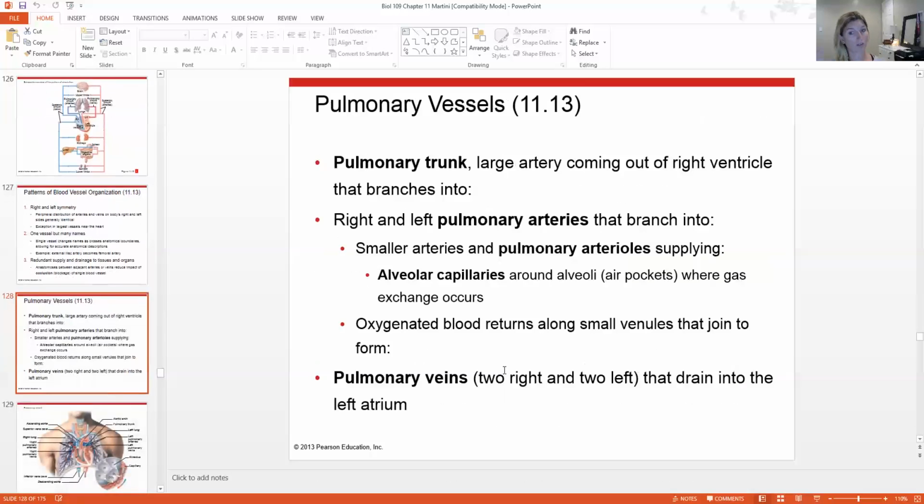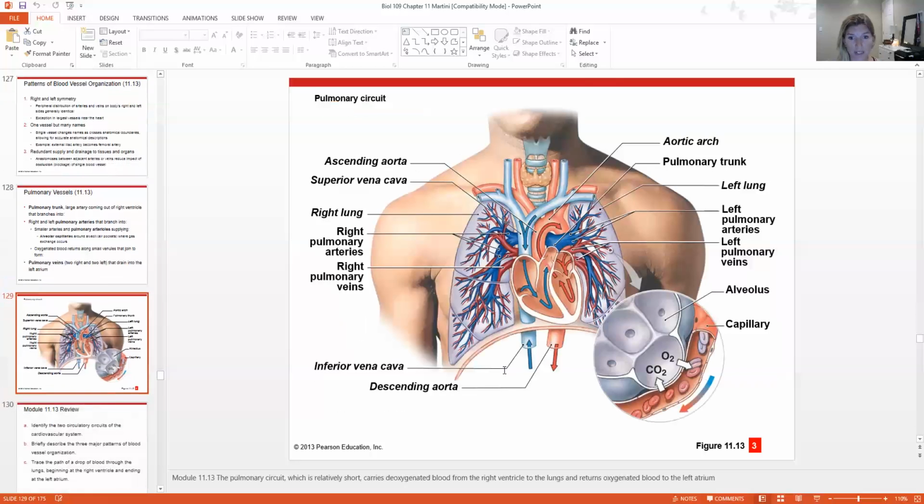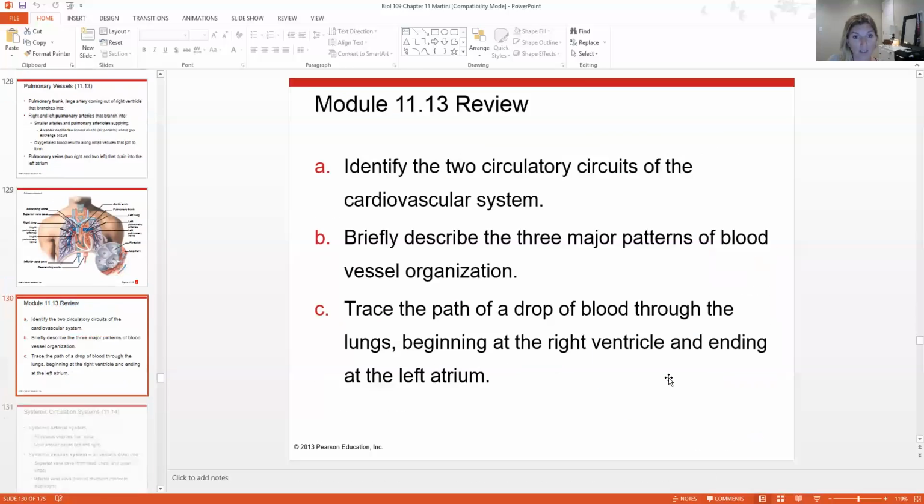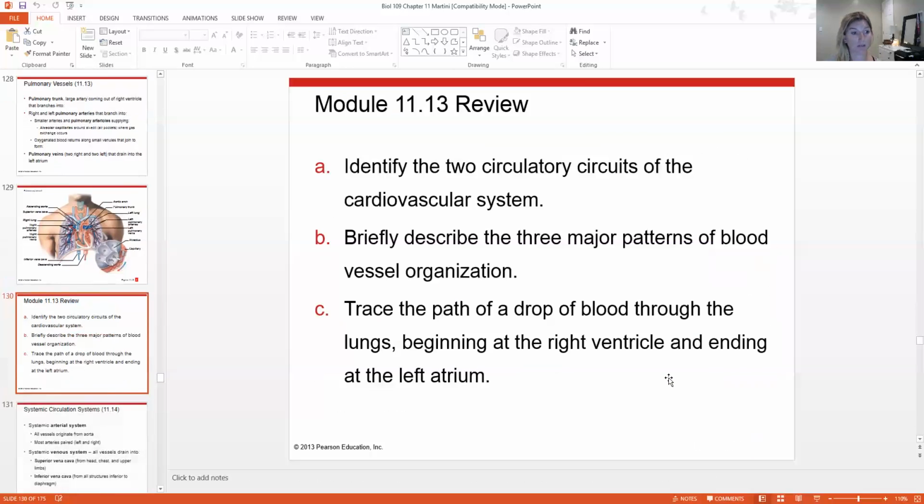The pulmonary trunk is the large artery that comes out of the right ventricle, branches into the right and left pulmonary arteries, and the right and left pulmonary arteries branch into the pulmonary arterioles, which then go into the alveolar capillaries, where gas exchange occurs. Then the oxygenated blood returns along small venules that join to form the pulmonary veins. The pulmonary veins, there are two right and two left, go into the left atrium. There you see it. You can see that exchange happening within the alveoli. You can pause the video here, go back and review.